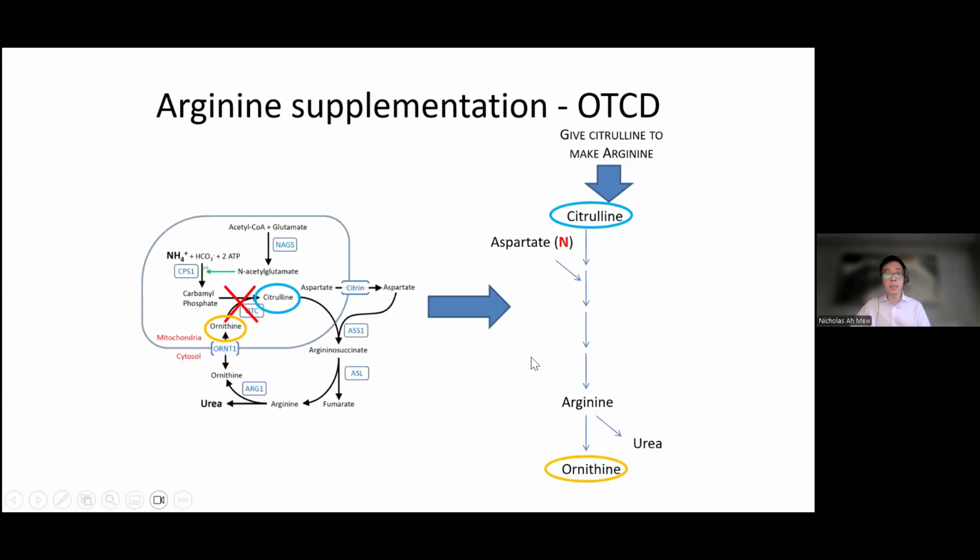In OTC, the same idea applies, but instead of giving arginine, which is further down, you'll give citrulline, which at least allows one nitrogen to be incorporated from aspartate before you keep going along. Ornithine typically is not that elevated in OTC deficiency as it gets broken down by OAT.